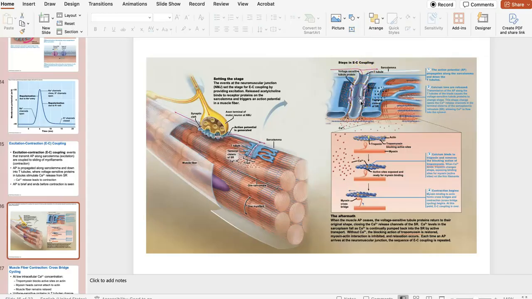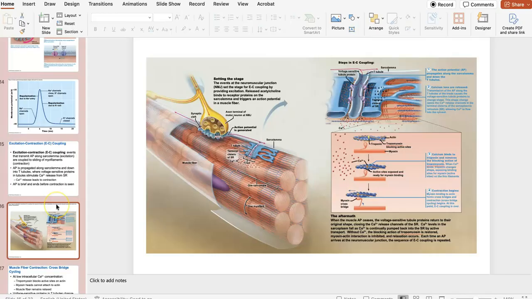And since they are physically linked to the calcium release channels on the cistern side, those channels will open up and calcium will flood the cell. Now, calcium is represented in this picture by these red dots. So as you can see, they flood the cell. And then calcium's only job in this entire process is to undo the blocking action of tropomyosin.